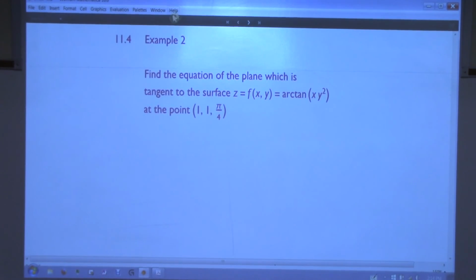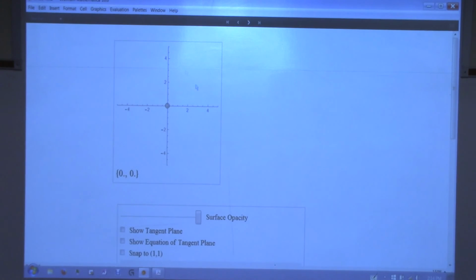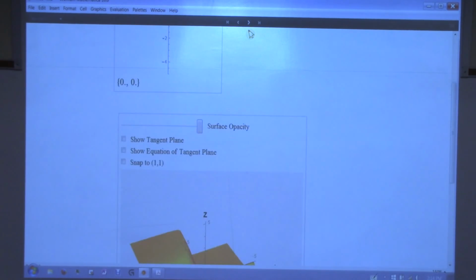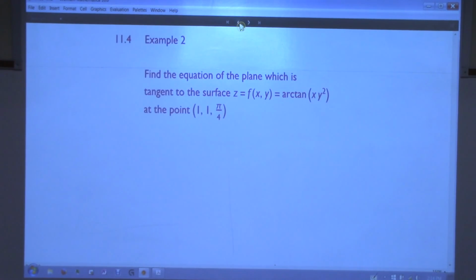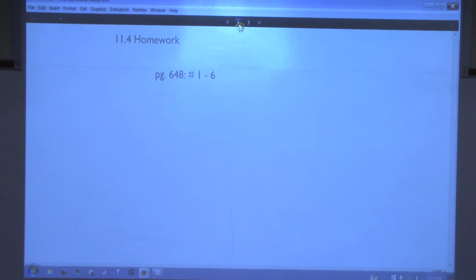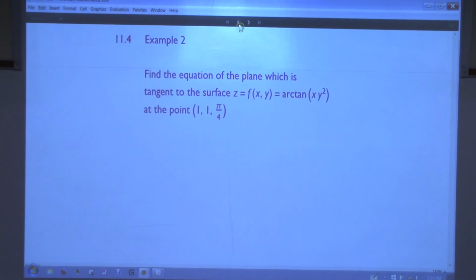Let me see, is this the last example? Whoa, what happened? Something happened here. It is the last example.